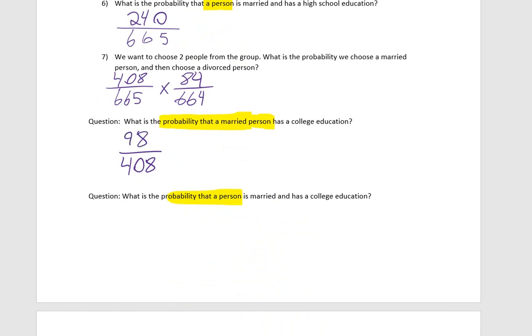Now for the next one, the probability that a person is married and has a college education. Well, that's out of 665, because we're looking at the total pool of all people and not just married people. And we have 98 people that fit the bill on both of those.